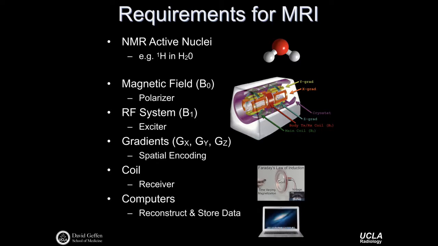And finally, we'll need computers. Computers are used for a variety of reasons. Obviously, we use them to generate the magnetic field pulses and gradients that we need to generate the image and excite the imaging plane in the first place, and then we subsequently need computers to both reconstruct the data and, of course, store the data.